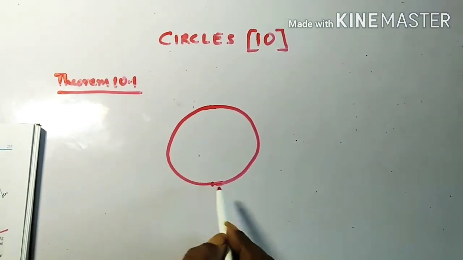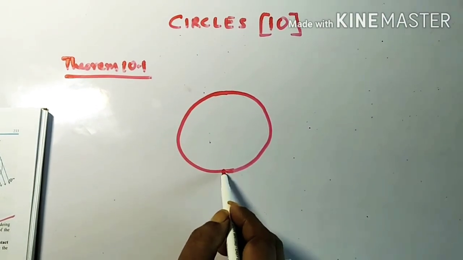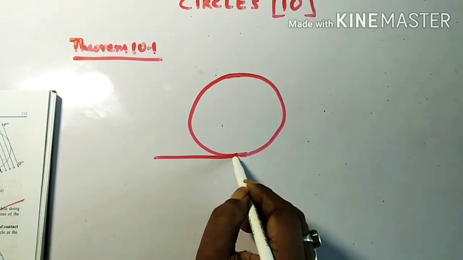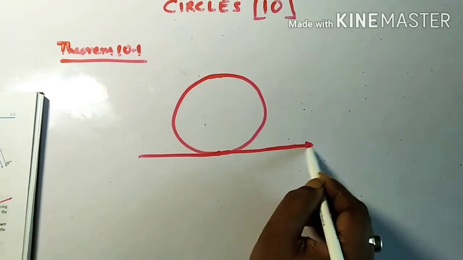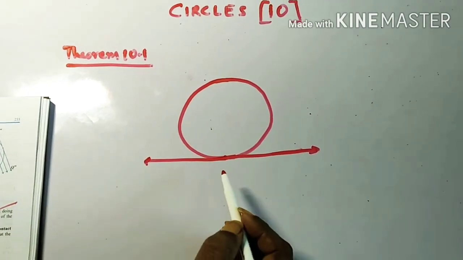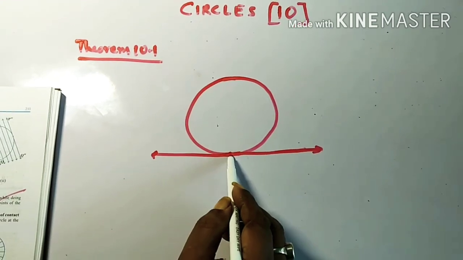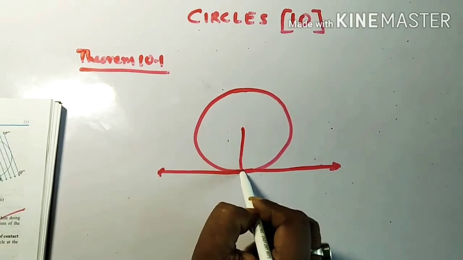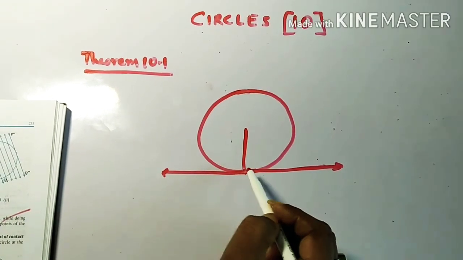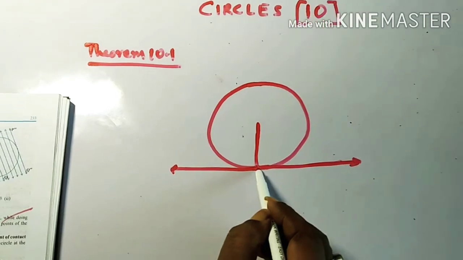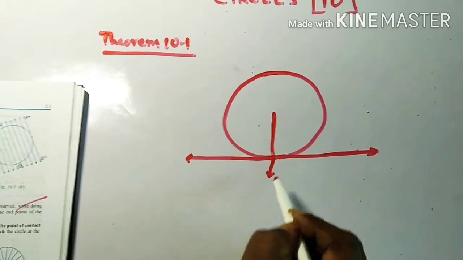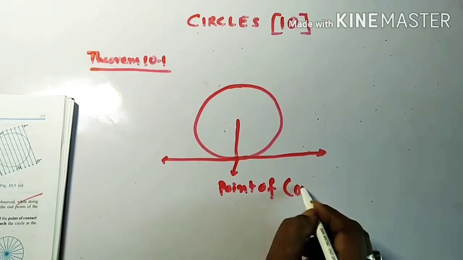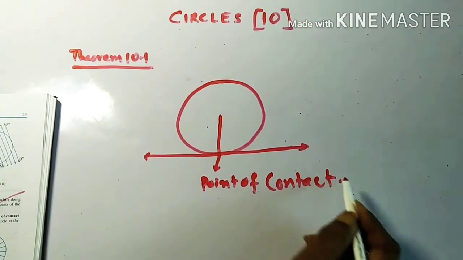Let this be the point on the circle. The tangent at this point. This is the tangent at any point of a circle. It is perpendicular to the radius through the point of contact. This is the point of contact.